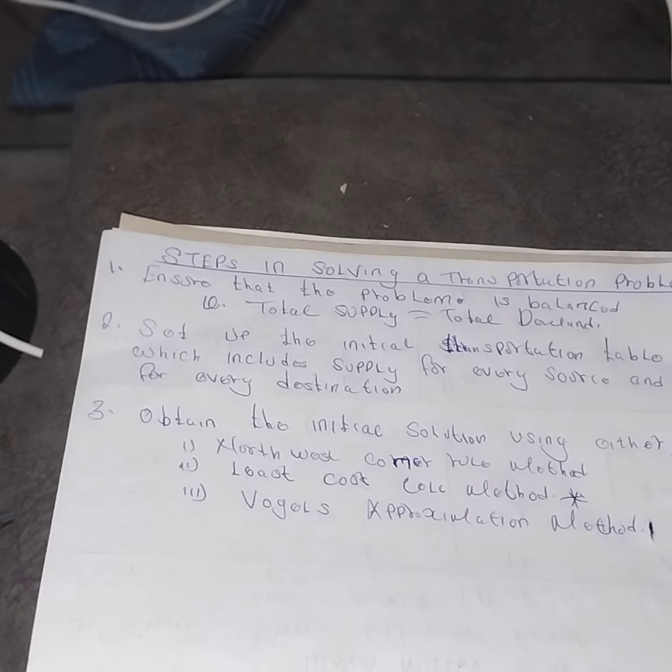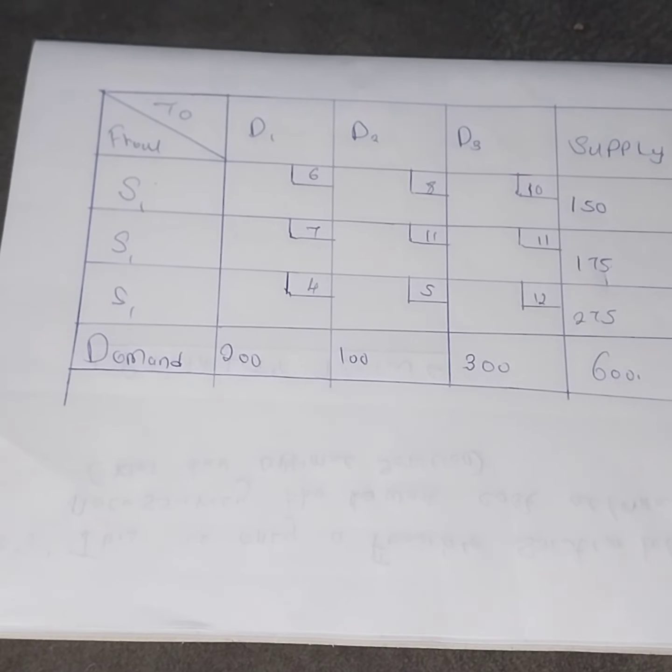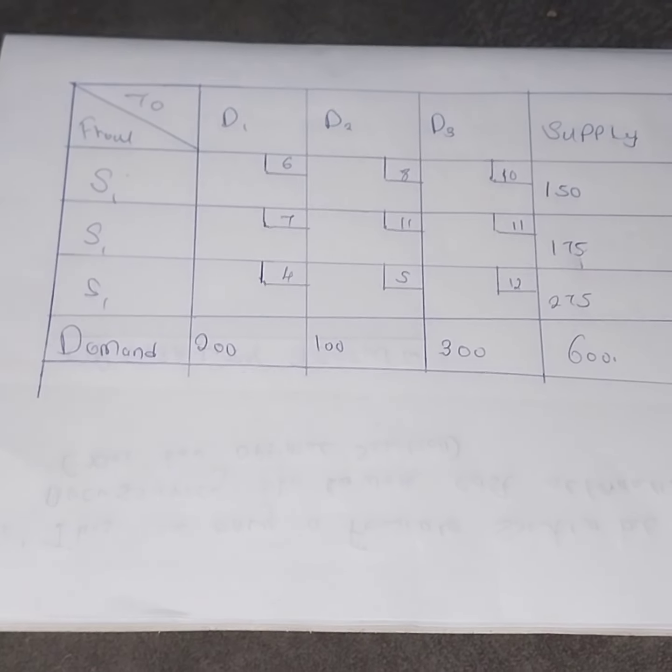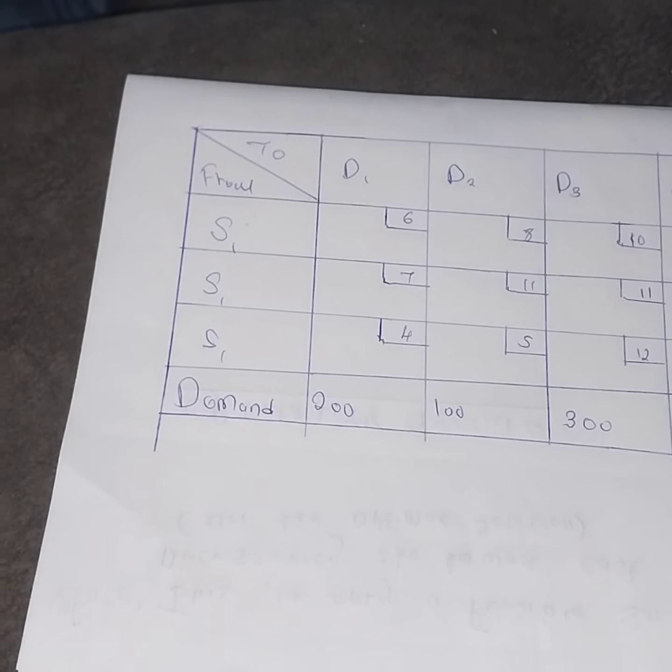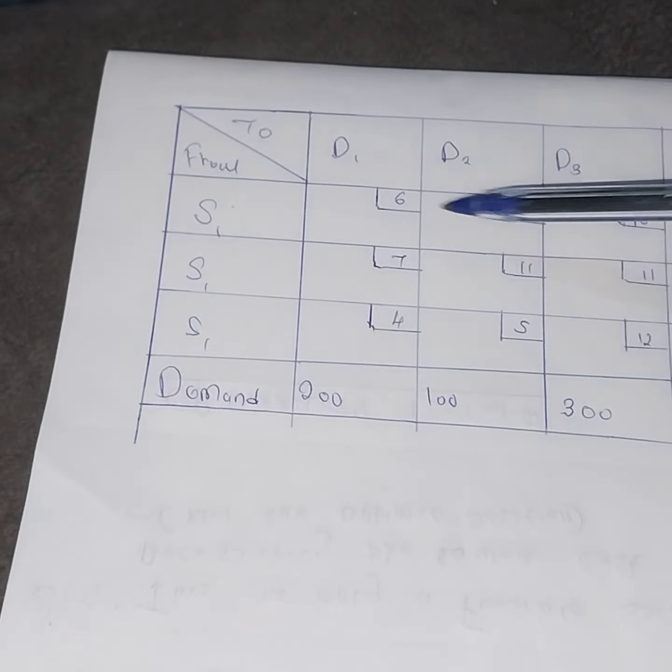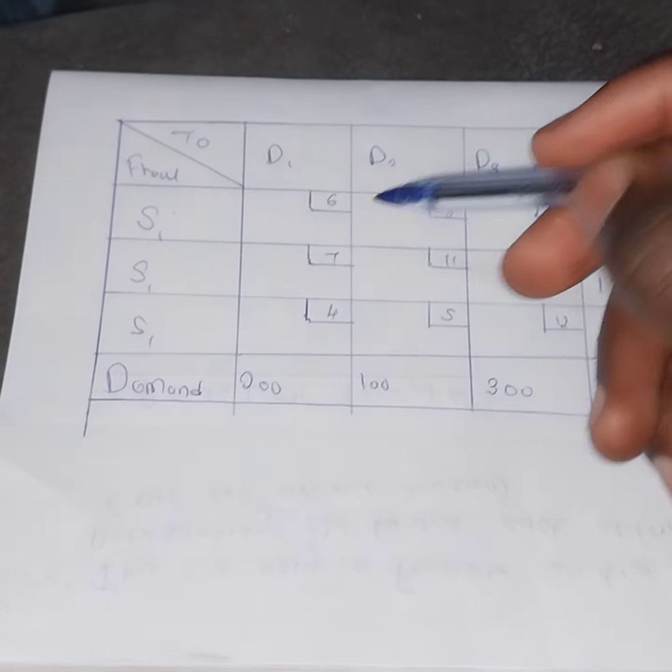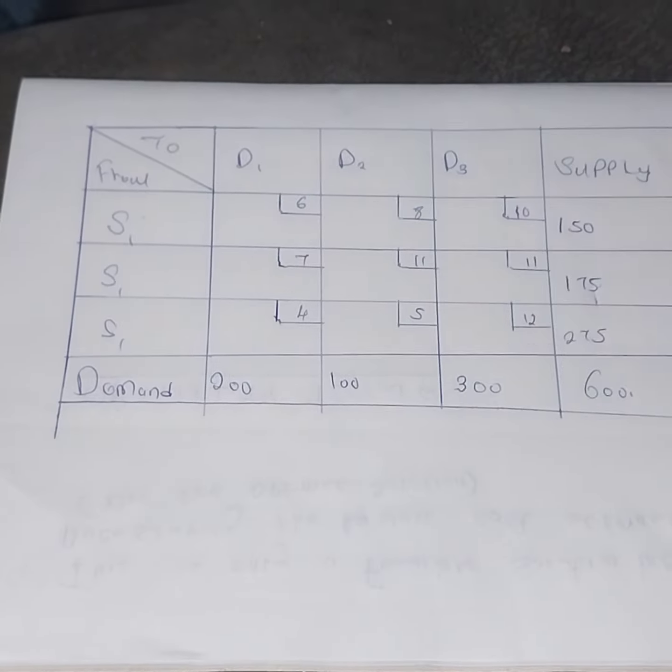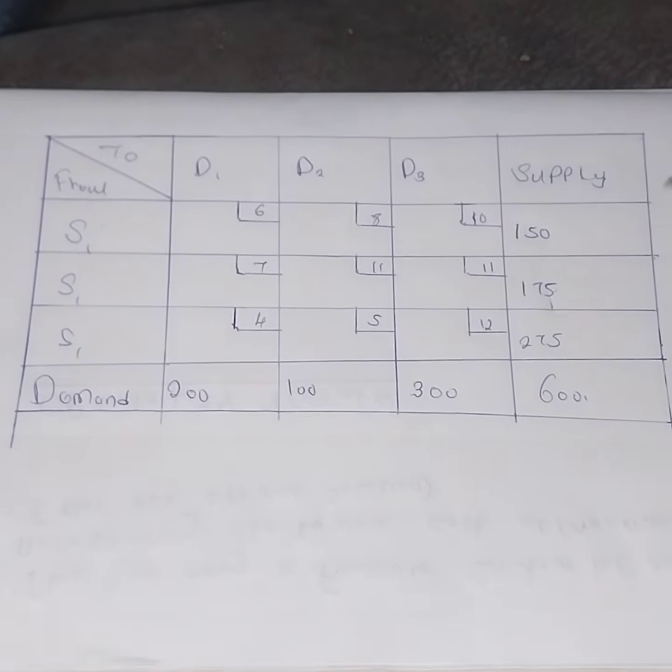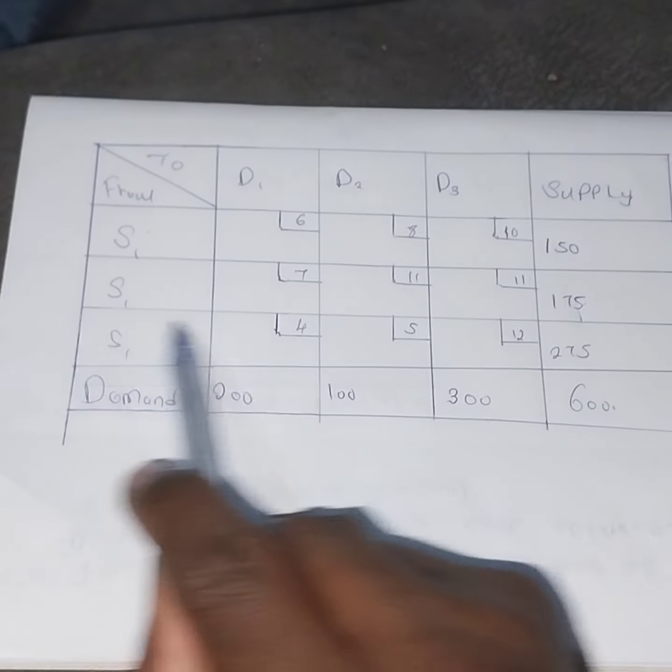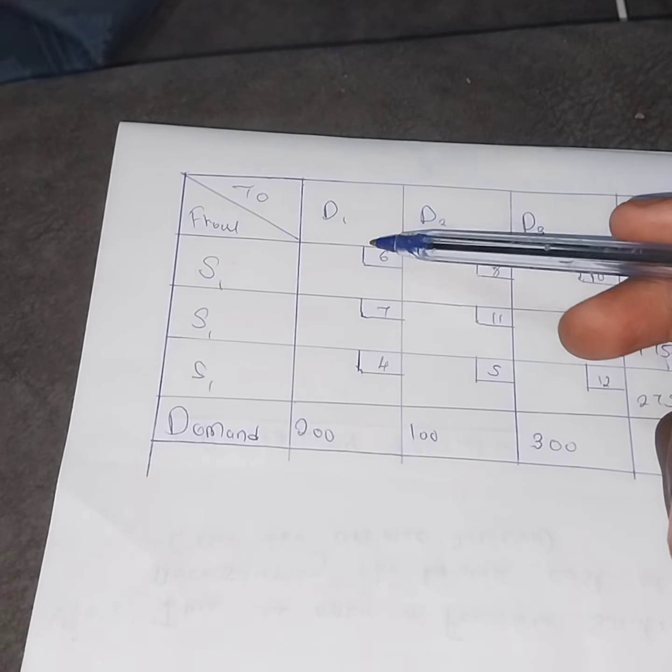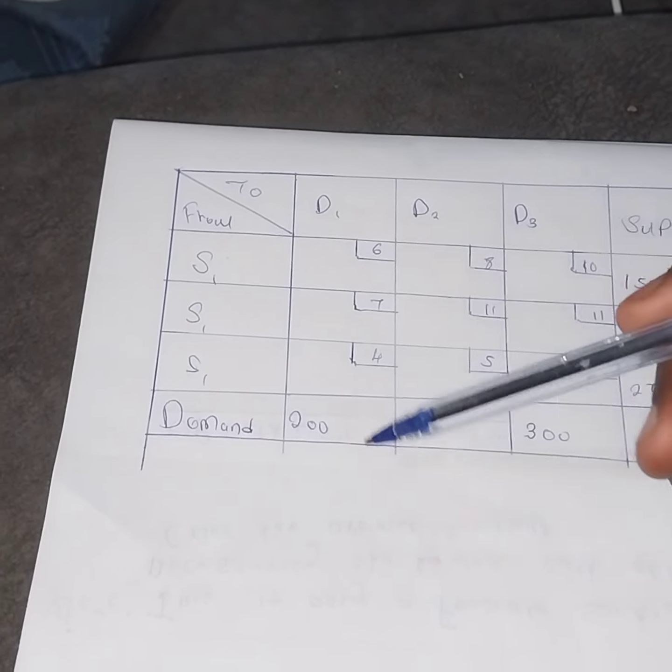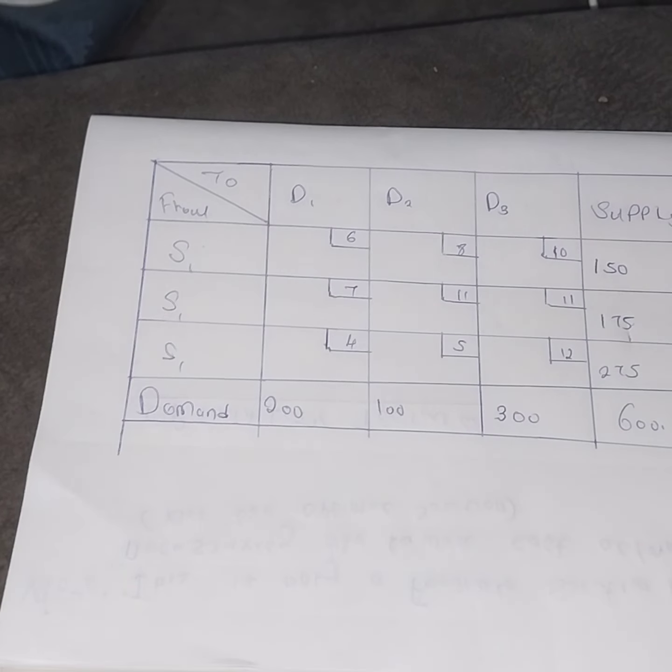and this is how we do the table. We have our destinations and our sources. The cost of transporting from each source to each destination, we indicate at the right corner of each box, and we have the supplies from source 1, source 2, and source 3, and the demands for destination 1, destination 2, and destination 3.